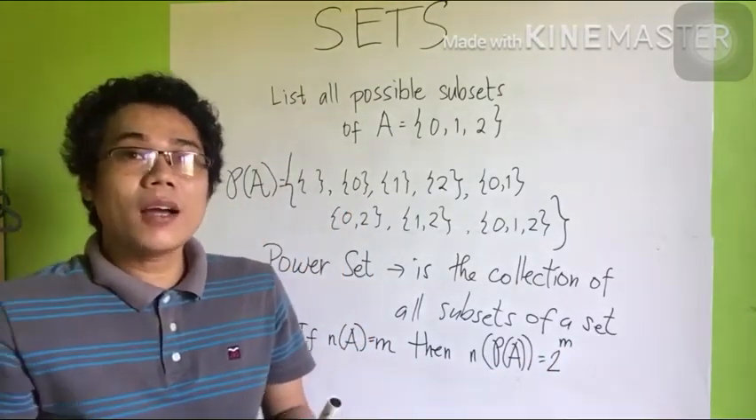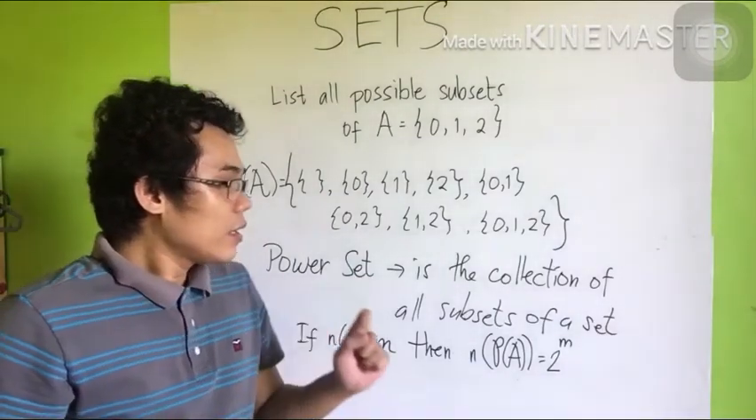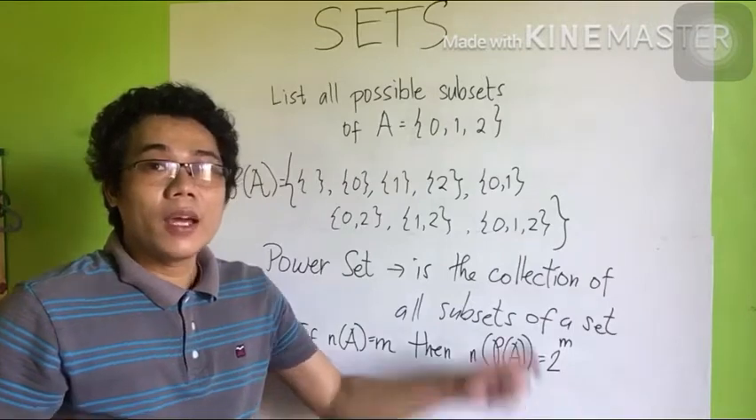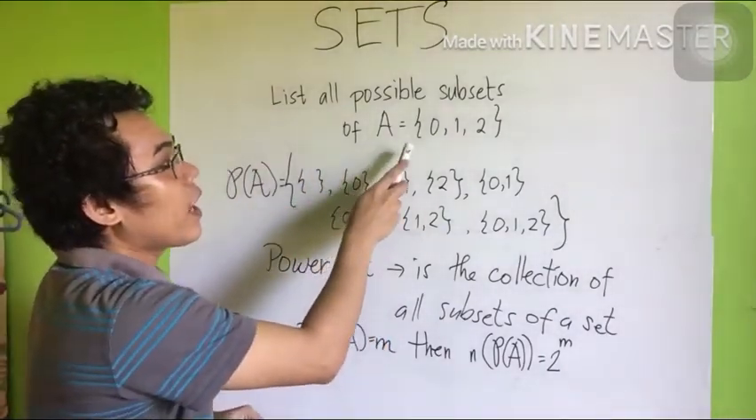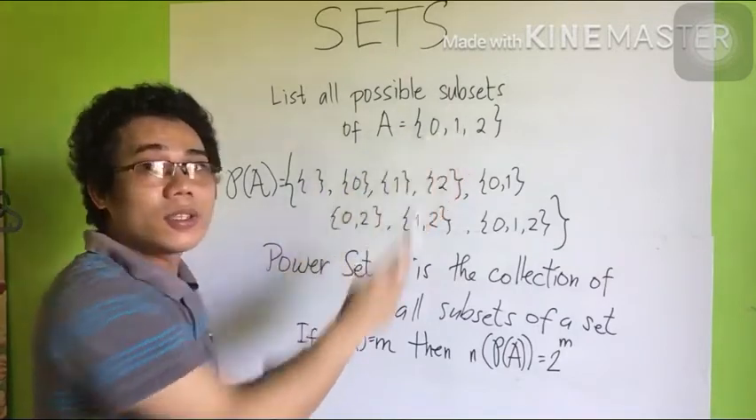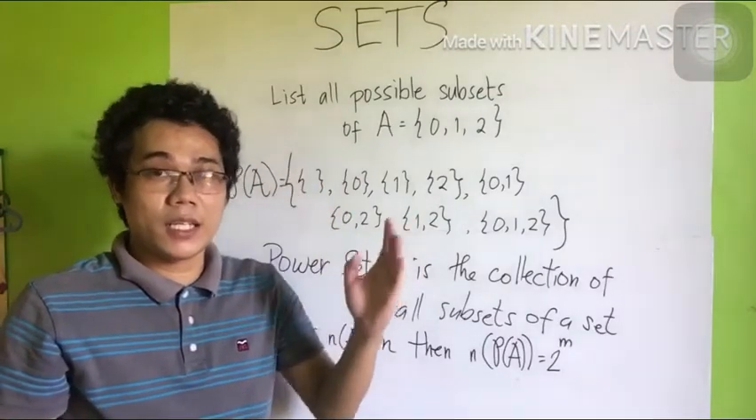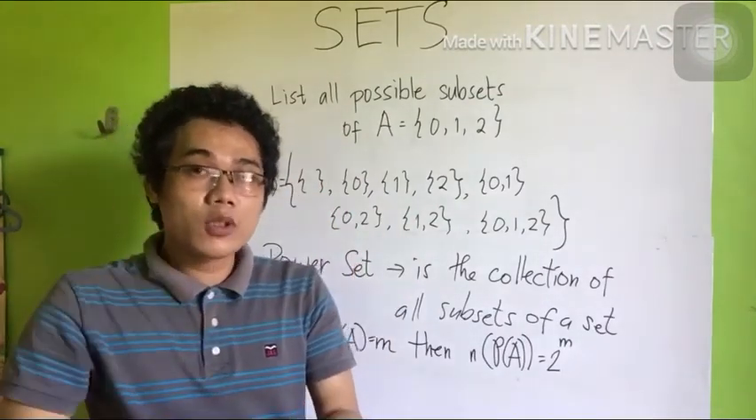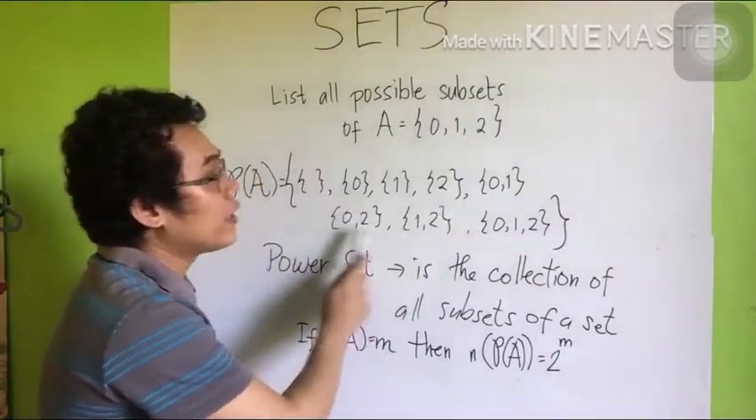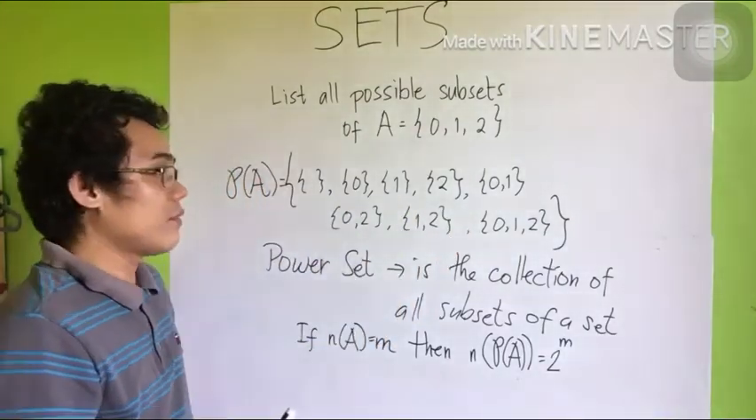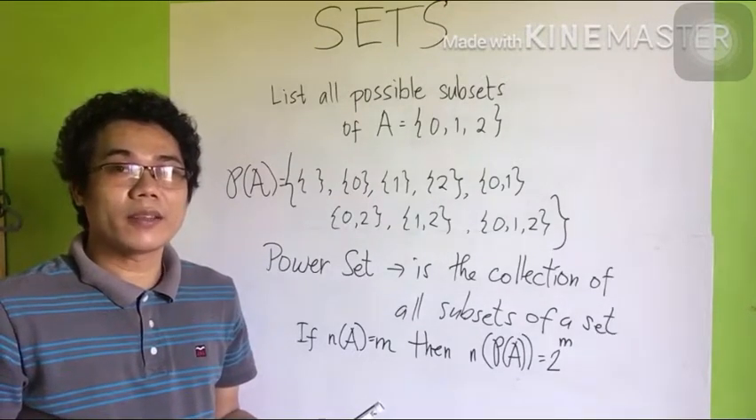So ang gagawin lang, kung mahanap natin yung cardinality ng A natin, then yung cardinality ng power set of A is 2 raised to the power of m. So for example, our set A has 1, 2, 3, so 3 elements. So the cardinality of our power set will be 2 to the power of 3. That means 2 times 2 times 2, and we get 8. And as you can observe, there are 8 subsets of A. And that is how you get the cardinality of a power set of A.